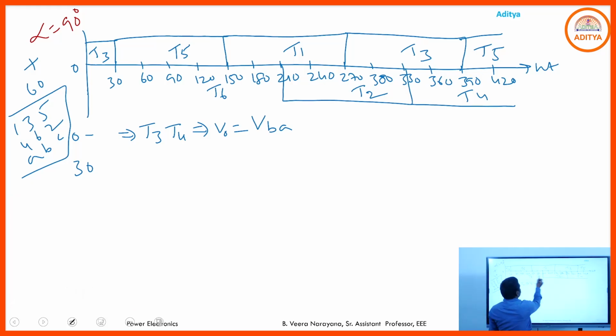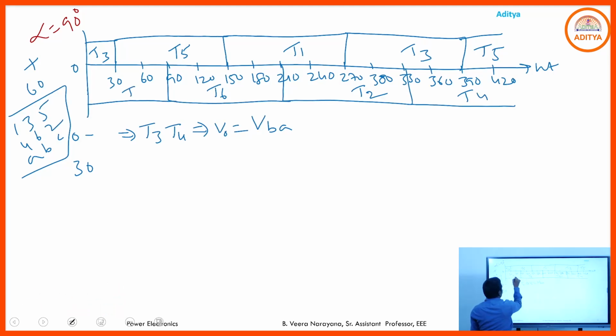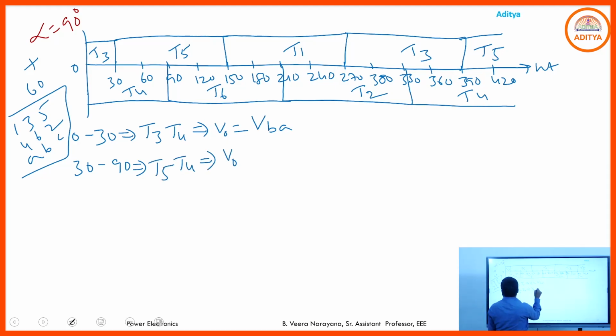See here, T6 ending portion is 210, 210 minus 120, 90 it is. 90 to that one and here it is T4. Right. So 0 to 30, T3, T4, okay. 30 to 90, T5, T4. V0 is equal to VCA.